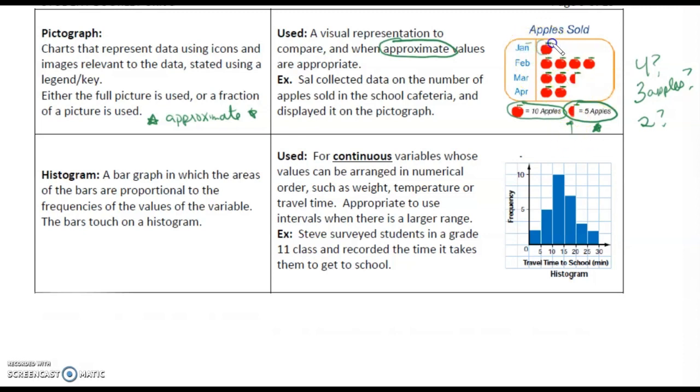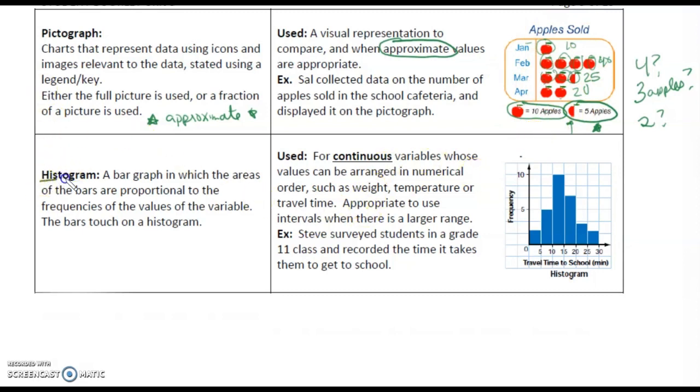So in January, 10. In February, 10, 20, 30, 40. In March, 10, 20, 5. And then in April, 10, 20. Just as an example, how to read that. Those are the number of apples sold.